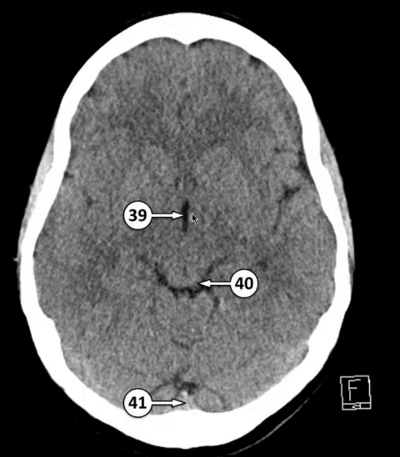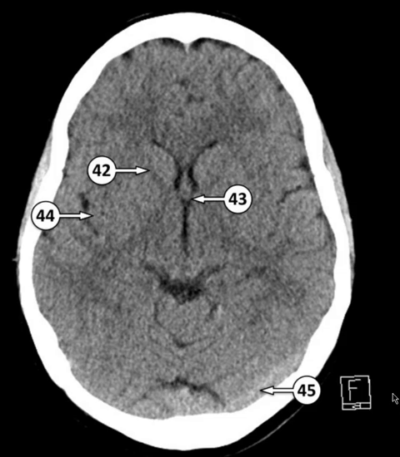39, this is the third ventricle. And 40 is the inferior colliculus. And 41, more posteriorly, this is the torcula Herophili, also known as the confluence of the sinuses.